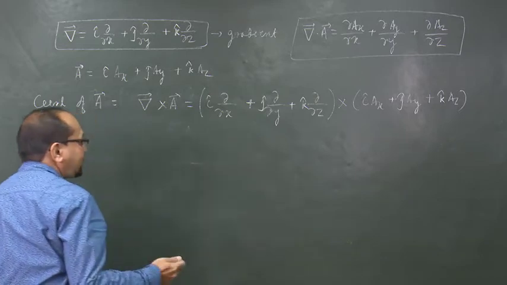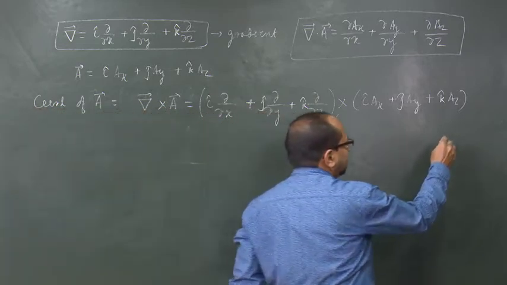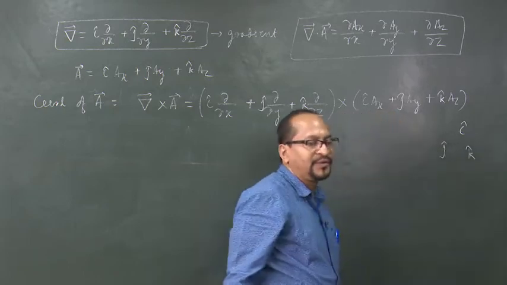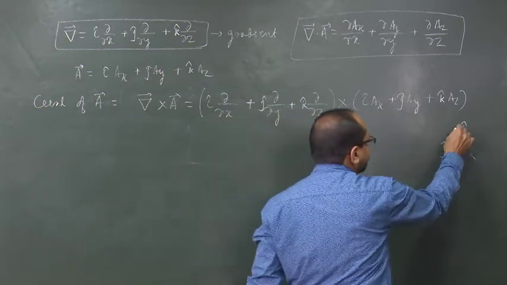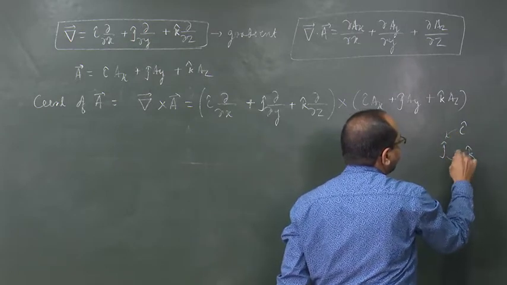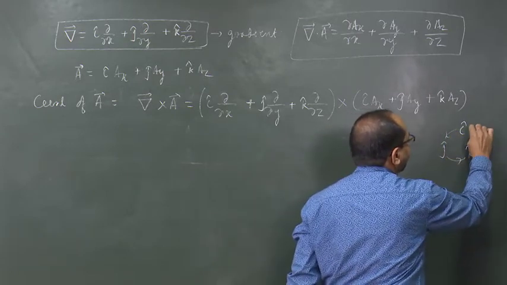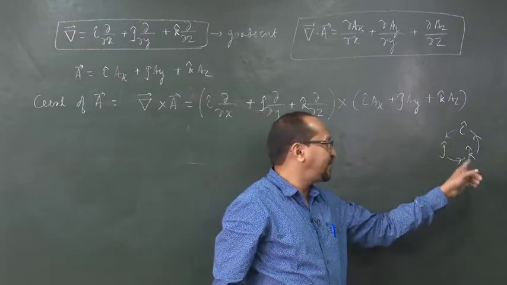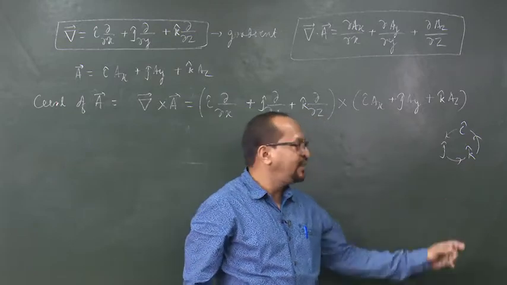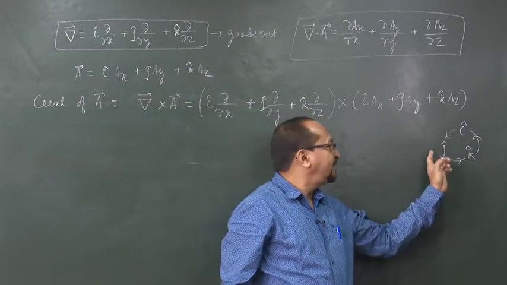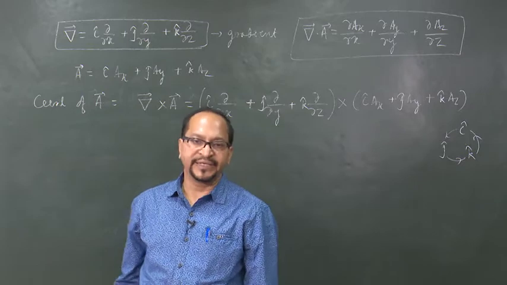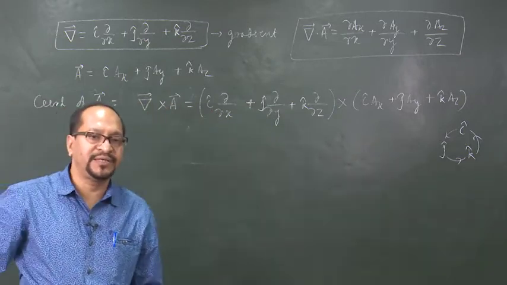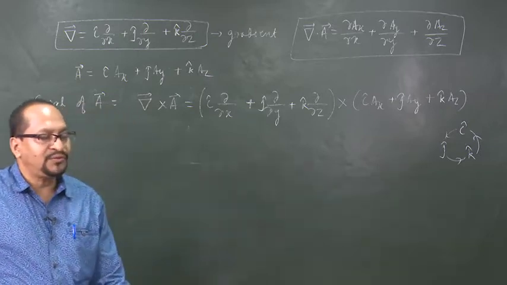Now, you know the rules of cross product of i cap, j cap, k cap, mutually perpendicular unit vectors. i cap cross j cap is plus k cap, j cap cross k cap is i cap, k cap cross i cap is j cap, and if we move in the reverse direction it is negative. i cap cross k cap is minus j cap, k cap cross j cap is minus i cap, and j cap cross i cap is minus k cap, and the cross product of equal unit vectors, that is i cross i is equal to j cross j is equal to k cross k is equal to 0.